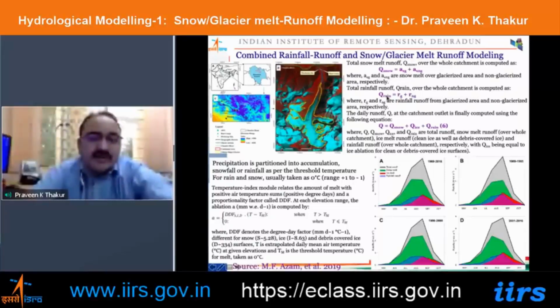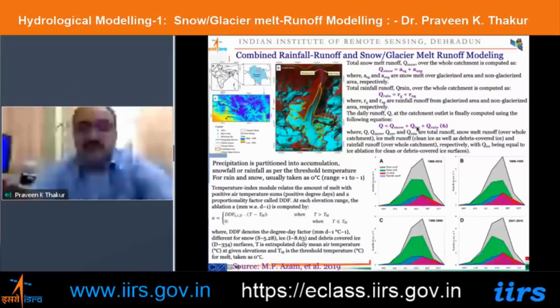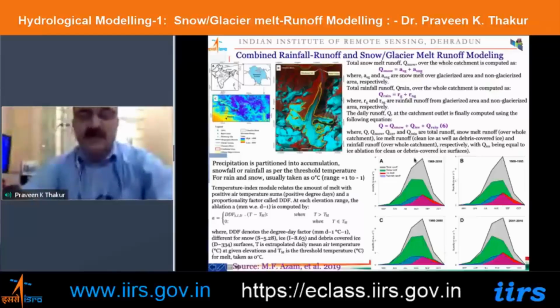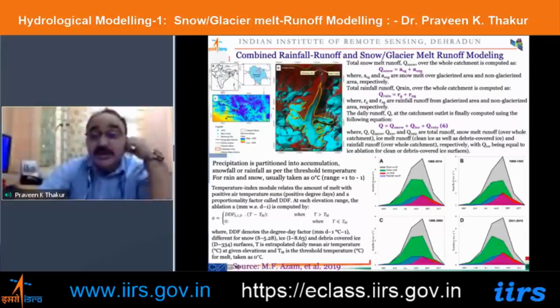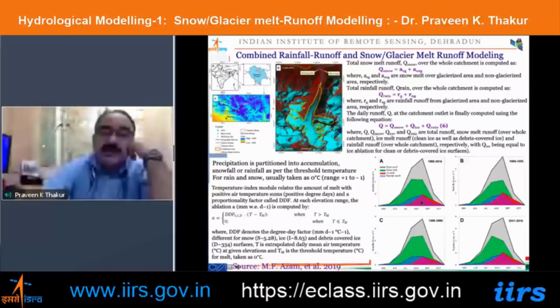Then you have the rainfall runoff, as rainfall can happen on the glacier and also on the non-glacier side. So the total runoff comes from snow melt, from ice melt, and from rainfall. You can see here the total runoff, with green representing the snow melt component, red representing the ice melt, and blue representing the rainfall runoff. Because this outlet is very near to the glacier, the relative contribution of rainfall runoff is very small. It is dominated by snow melt and ice melt.